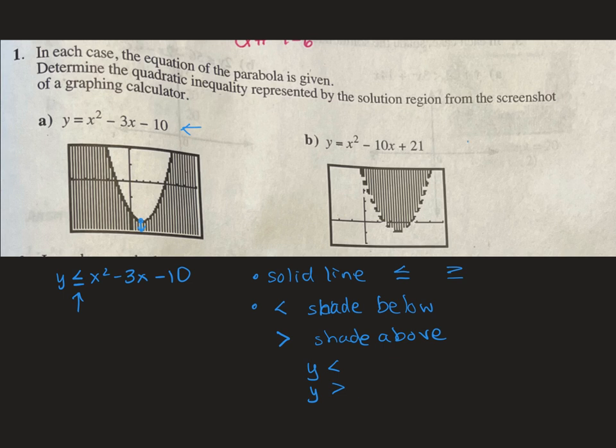So our equation is y equals x squared minus 10x plus 21. And it's a dashed line, so there will be no equal to this time. And if you go to the vertex and go above, it is shaded above, so it's going to be greater than. And there we go.